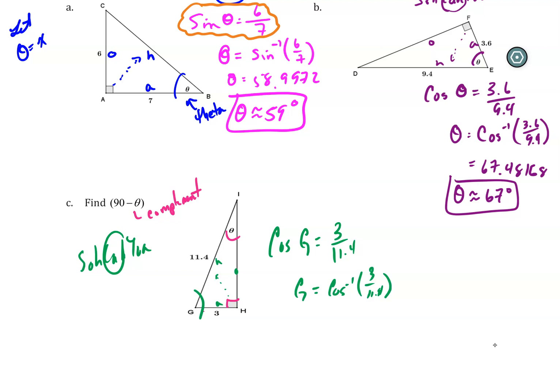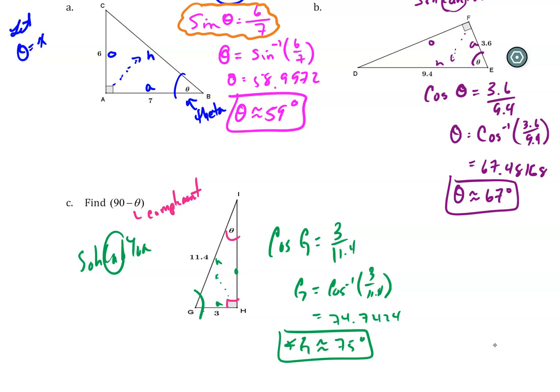Now that I have it in this form, I can plug it into the calculator. That's going to give me, in this case, 74.7424? And as we said, we will round this one to approximately 75 degrees. So angle G is equal to approximately 75 degrees.